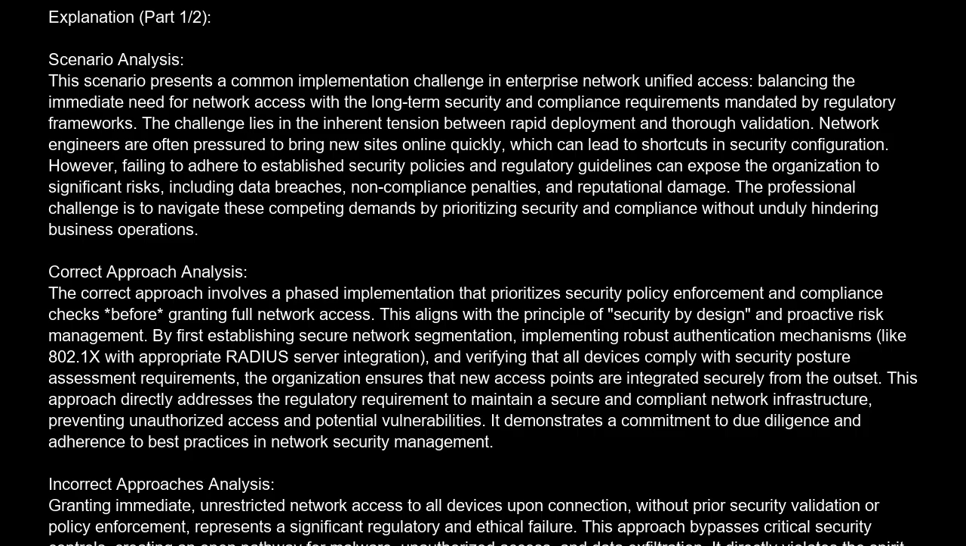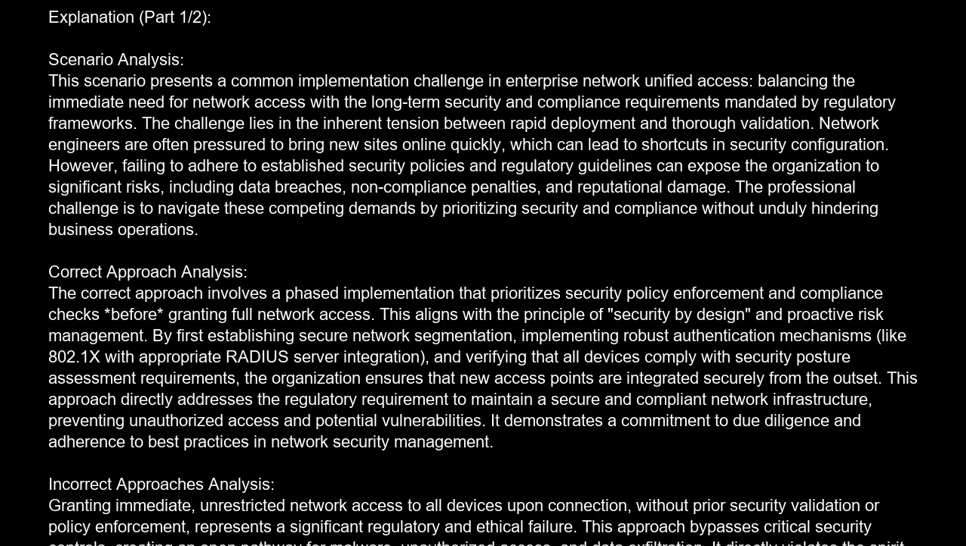The challenge lies in the inherent tension between rapid deployment and thorough validation. Network engineers are often pressured to bring new sites online quickly, which can lead to shortcuts in security configuration. However, failing to adhere to established security policies and regulatory guidelines can expose the organization to significant risks, including data breaches, non-compliance penalties, and reputational damage. The professional challenge is to navigate these competing demands by prioritizing security and compliance without unduly hindering business operations.